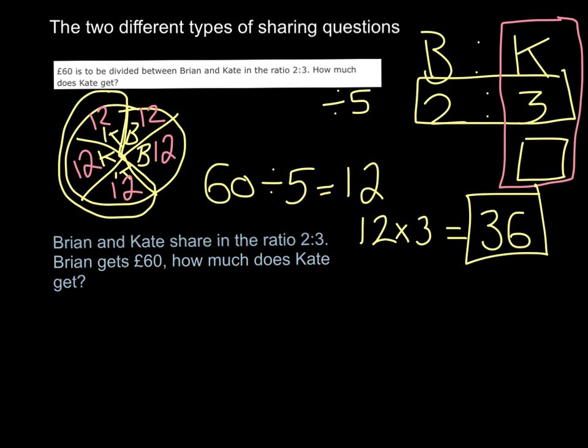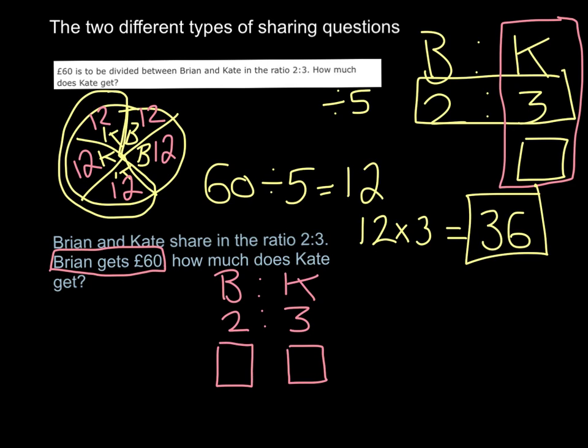The second question says Brian and Kate share in the ratio 2 to 3, so it's the same thing. Brian and Kate share in the ratio 2 to 3, but it says this time Brian gets 60. How much does Kate get? So they're not sharing out 60, Brian gets 60. So underneath Brian, he gets £60, and we want to know how much Kate gets, so that's where the question mark's at.